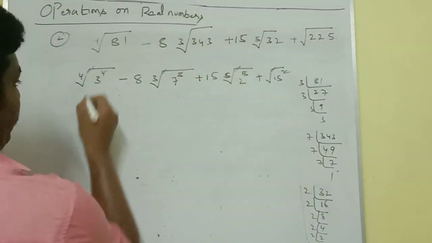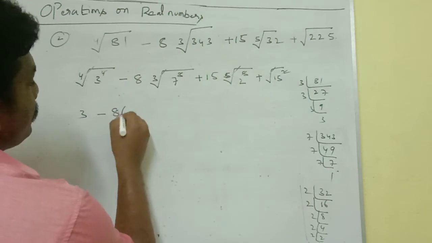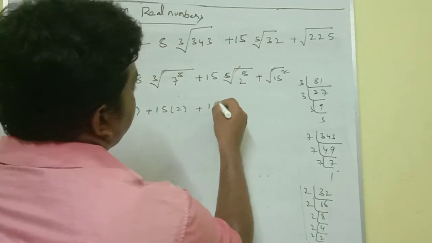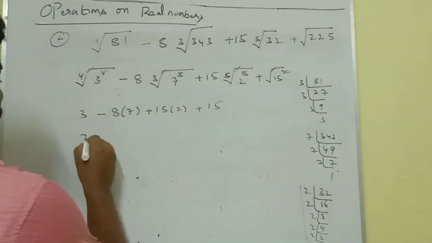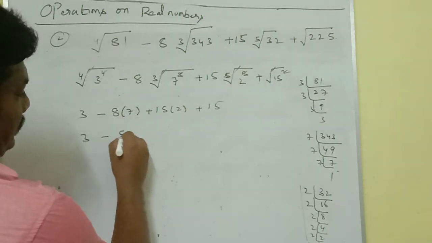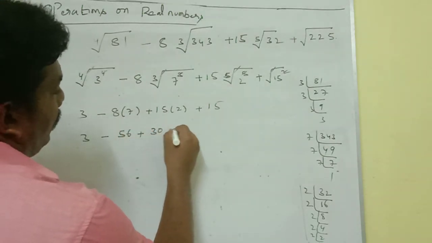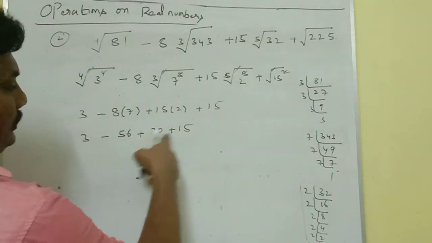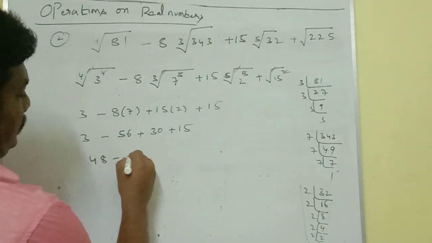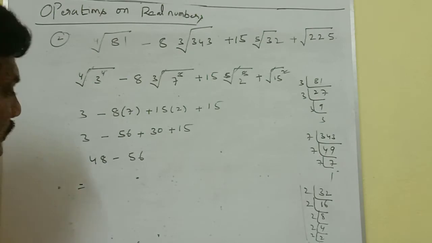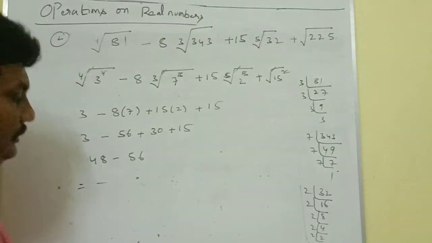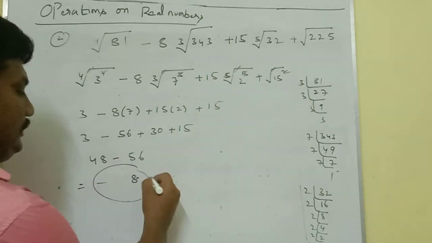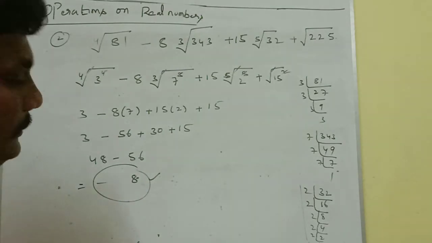So now the remaining process is 3 minus 8 into 7 plus 15 into 2 plus 15. How much is it? 3 minus 56, since 7 eights are 56, plus 30, since 15 twos are 30, plus 15. So the positive values we have to take: 3 plus 30 plus 15 is 48. Then 48 minus 56 is minus 8, the bigger number is negative. So the answer is minus 8.